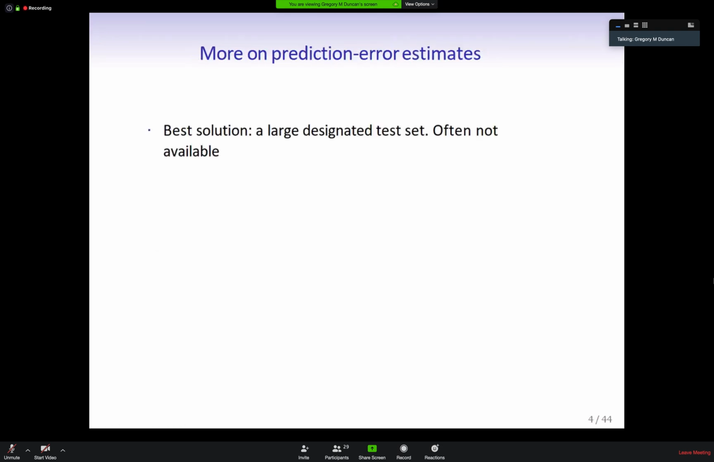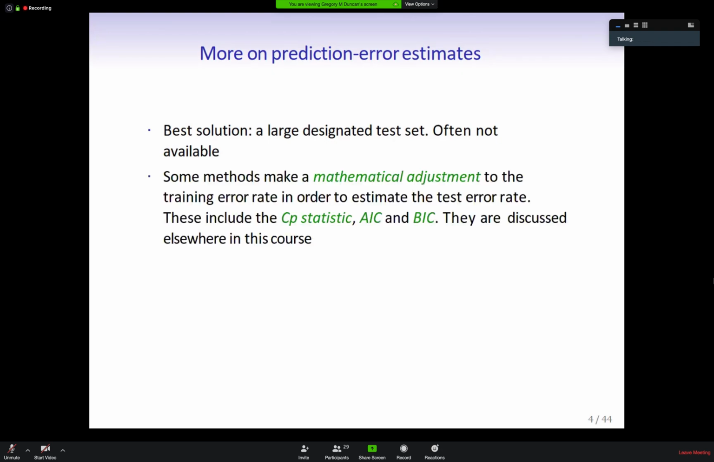Best solution is to have a large designated test set, but that's often not available. So some methods make a mathematical adjustment to the training error in order to estimate the test error rate. Some of you have seen the Cp statistic, the AIC, and the BIC, and we'll talk about this later on in the course. I don't want to talk about them right now. I want to tie this into our discussion of local models.